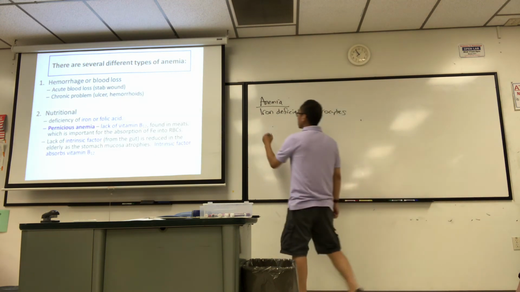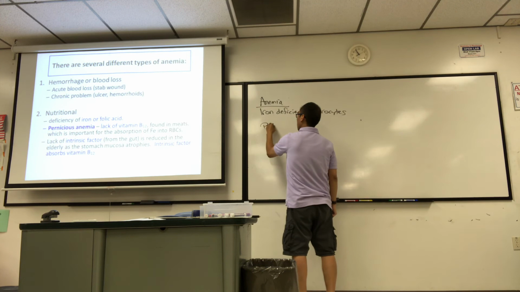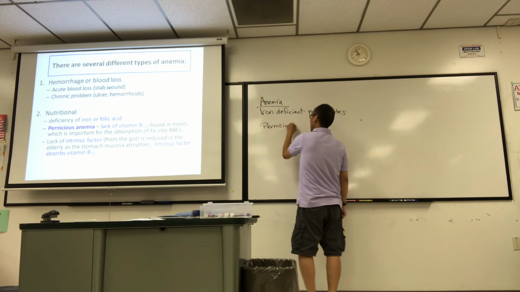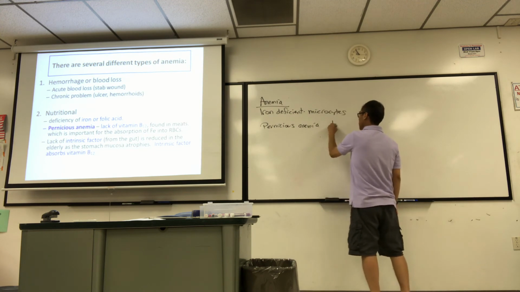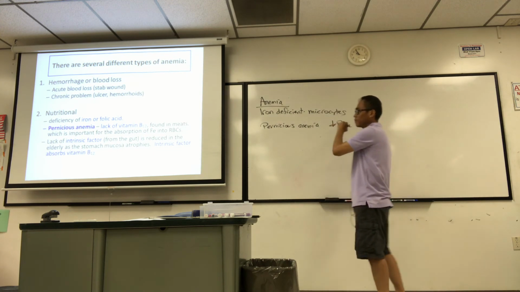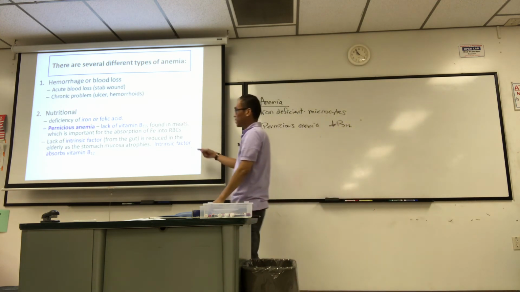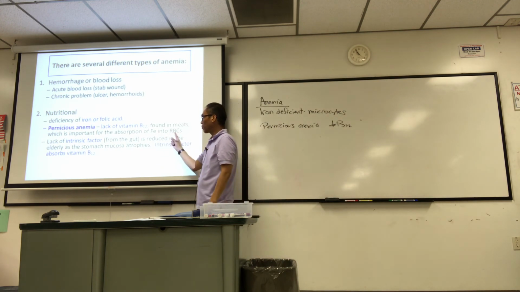Pernicious anemia is a lack of B12, decreased B12. B12 is typically found in meats. It's important for the absorption of iron into the red blood cells. Lack of intrinsic factor.